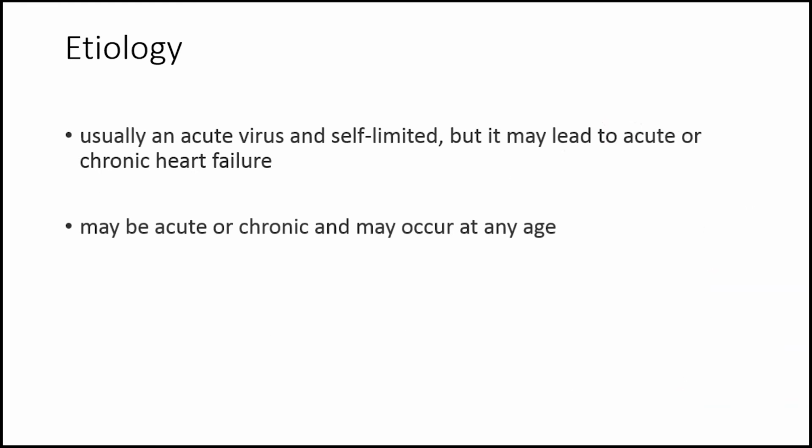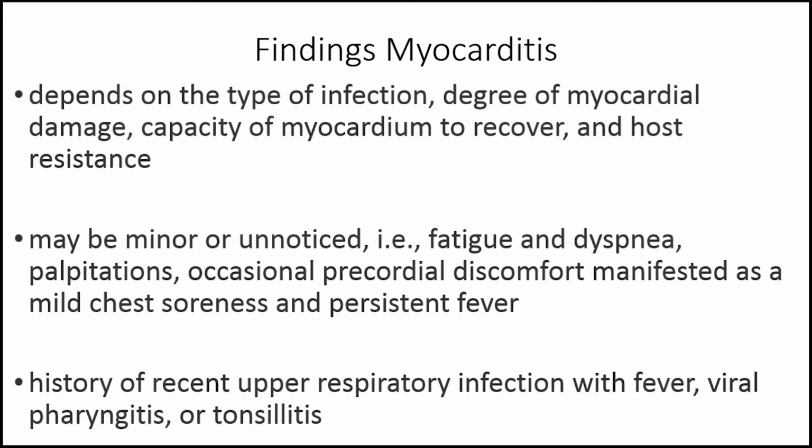Chemical agents and even systemic lupus are also factors that cause myocarditis. The etiology is usually an acute virus, but it's self-limited, though it may lead to acute or chronic heart failure. It may occur at any age, not only in the elderly.